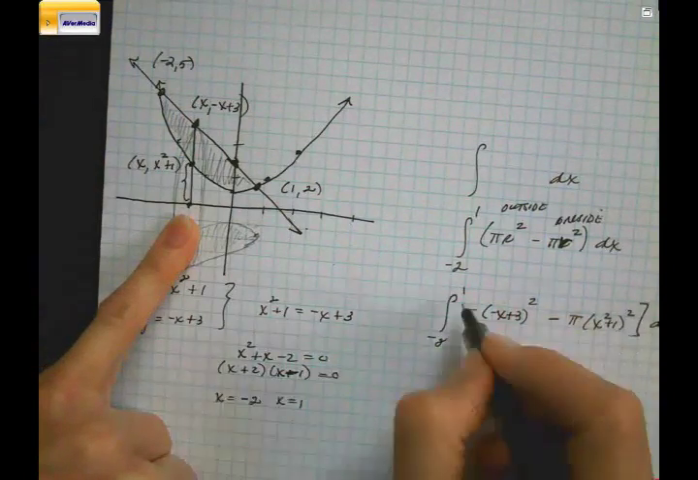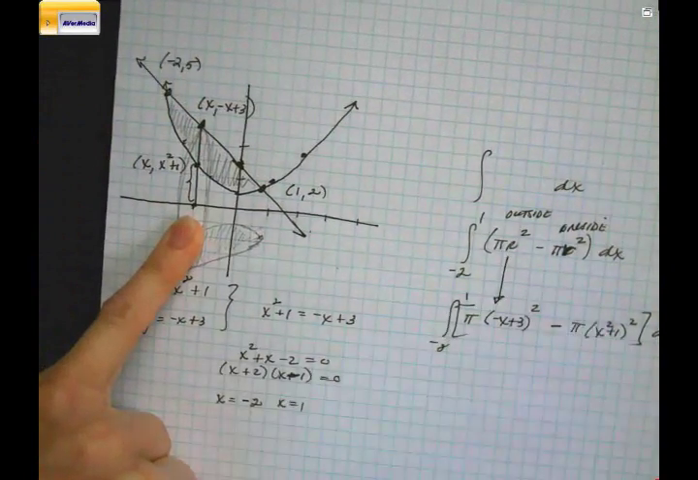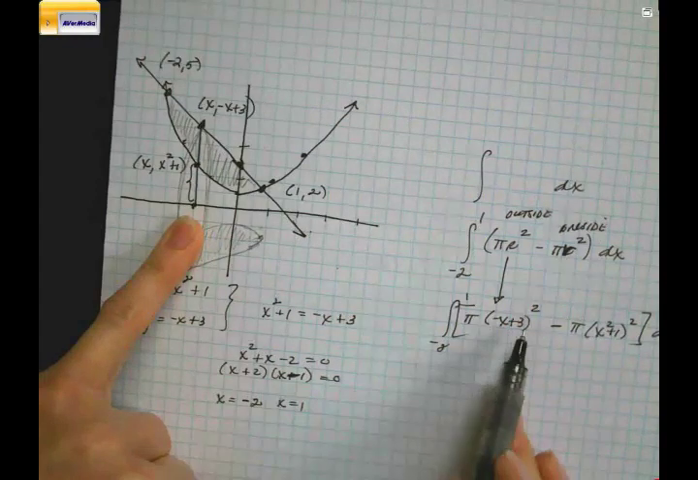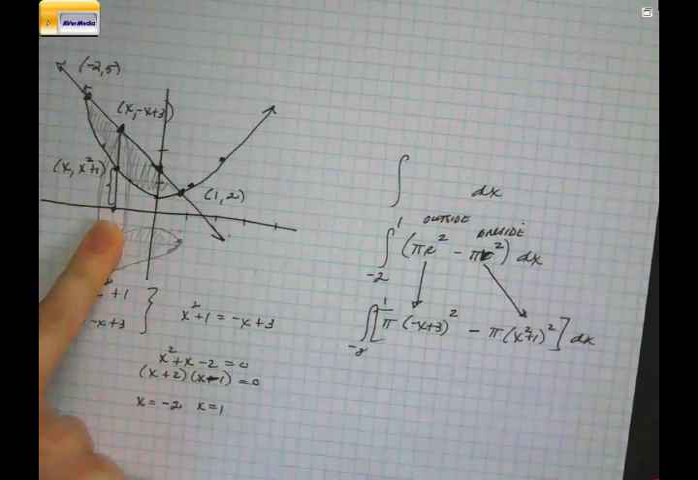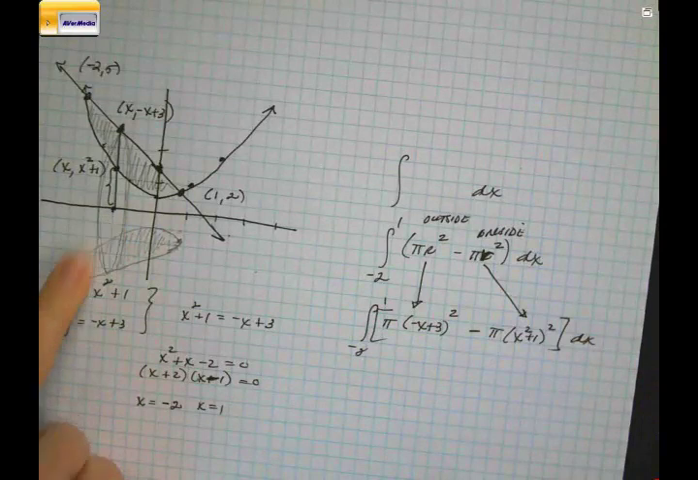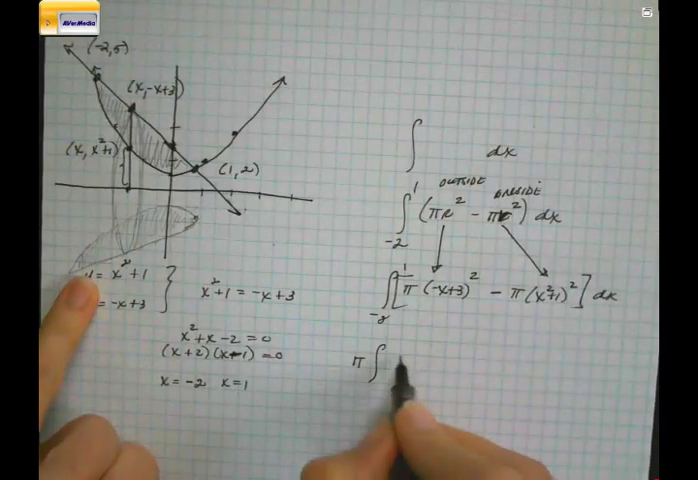And there it is. Your pi capital R squared, where capital R is negative X plus 3 being squared, and your pi little r squared, where your little r is the X squared plus 1 being squared. Now you could have pulled the pi out if you wanted to. And this is going to be what?